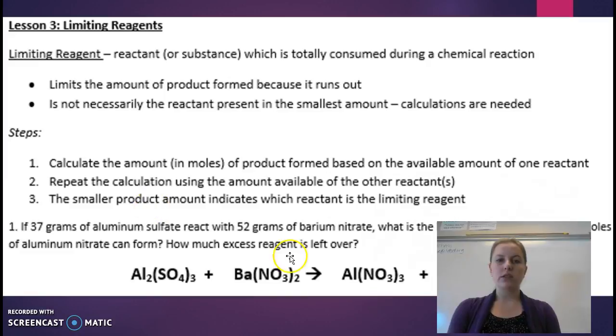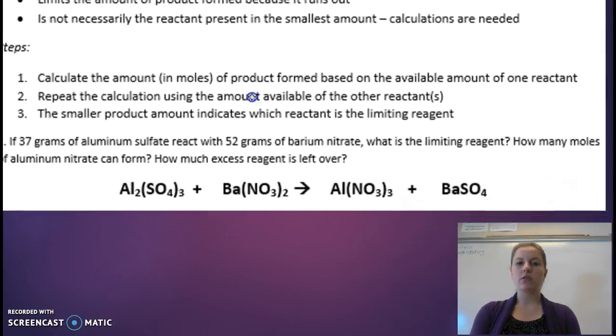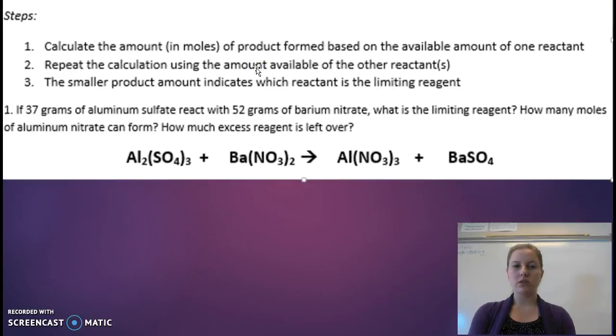After that, we're going to do lesson 3 in the notes today, and we're going to discuss limiting reagents more. So limiting reagents are essentially the reactant or substance which is totally consumed during a chemical reaction. This will limit the amount of product that will be formed because it's going to run out, but it's not necessarily going to be the reactant present in the smallest amount. You're going to have to do some calculations to figure out which one is the limiting reagent. So you're going to first calculate the amount in moles of product formed for each reactant, and then you're going to figure out the smaller one is essentially going to be the one that's going to be the limiting reagent.